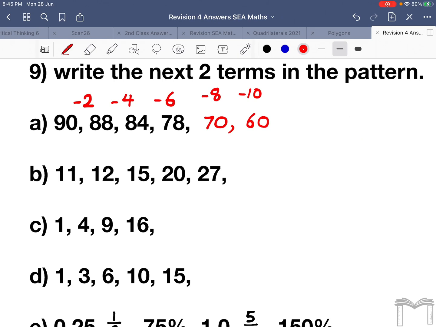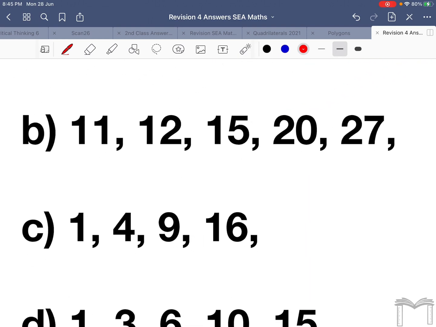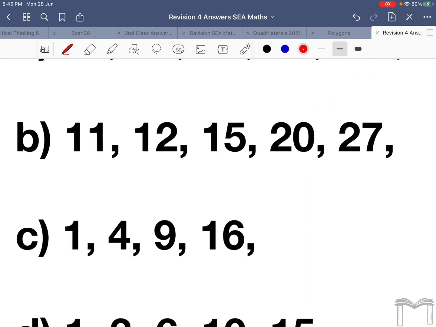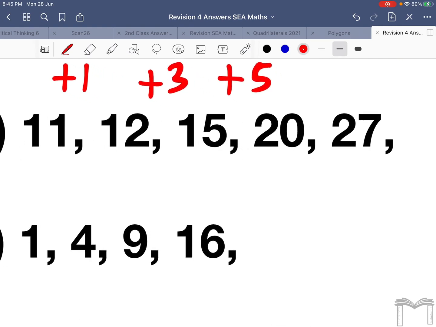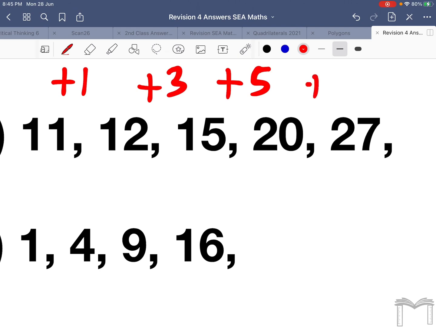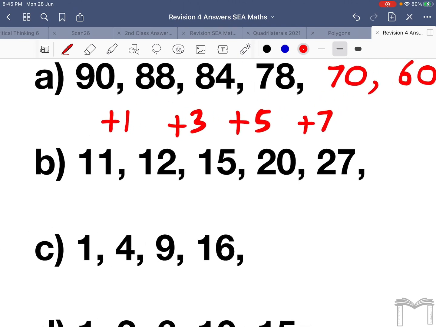This one, we can see that the pattern is increasing. Let's try addition. 11 plus 1 will give you 12. 12 plus 3 will give you 15. 15 plus 5 will give you 20. And 20 plus 7 will give you 27.